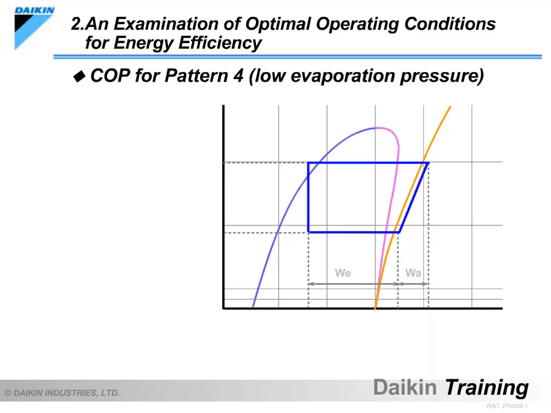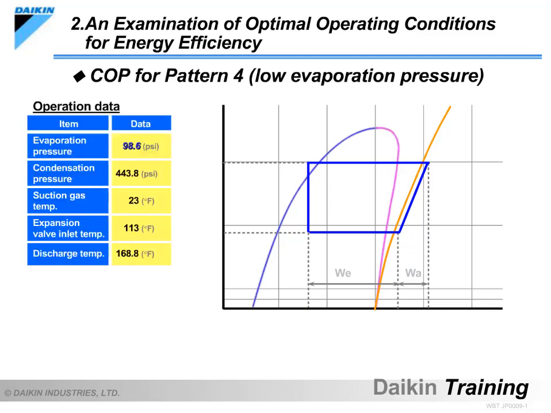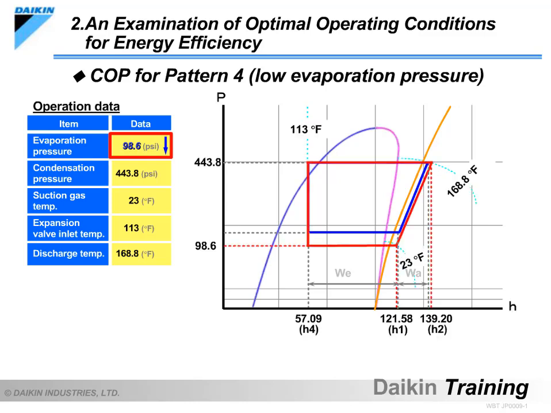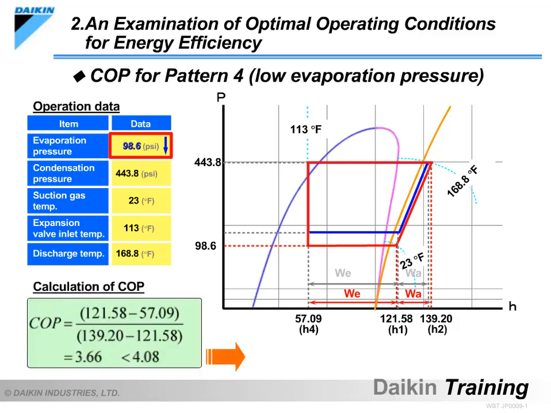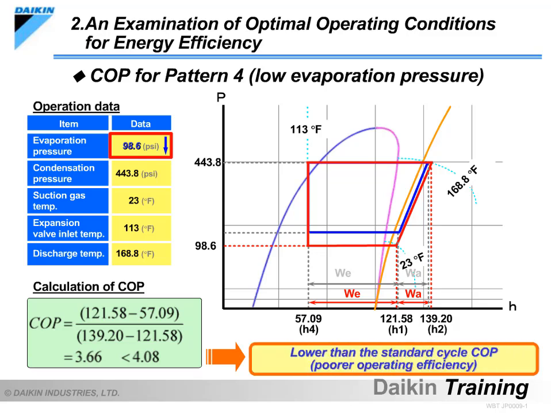Let's take a look at pattern 4. It is the alteration of evaporation pressure to a lower level than that in the standard refrigeration cycle. Conceivable scenarios in this case would be a low set room temperature or insufficient heat exchange due to contamination of the evaporator. Compared to the standard cycle, the refrigerating effect is virtually the same and the compression work is slightly higher, resulting in a COP of 3.66. This is approximately 10% lower than the standard refrigeration cycle COP.